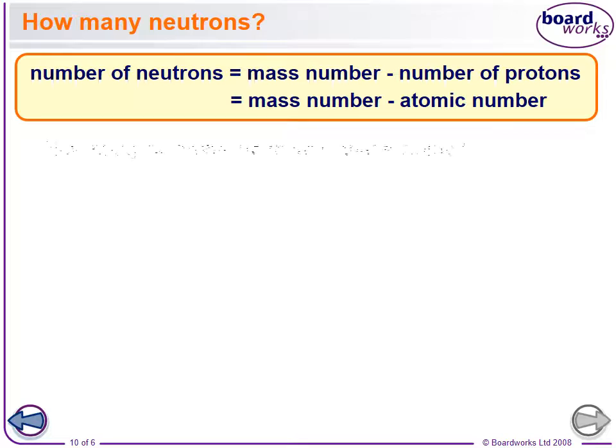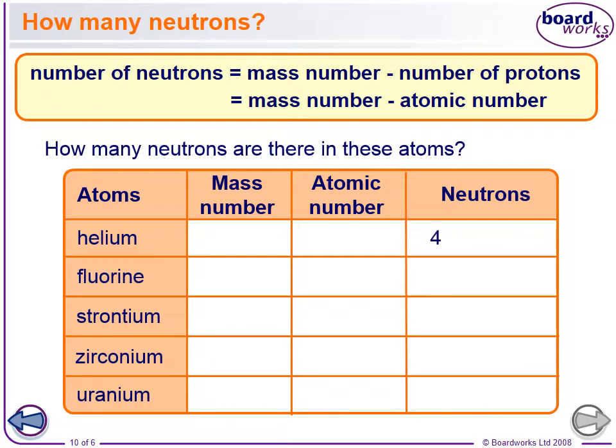So again, for the number of neutrons, you just subtract out the number of protons. If we start with the mass, and we know the atomic number, which is the same as saying protons, is 2, 4 minus 2 is 2. Fluorine has a mass of 19 and has 9 protons. 19 minus 9 is 10. And here's a couple more examples for you.